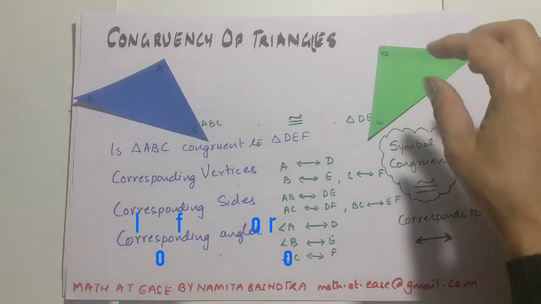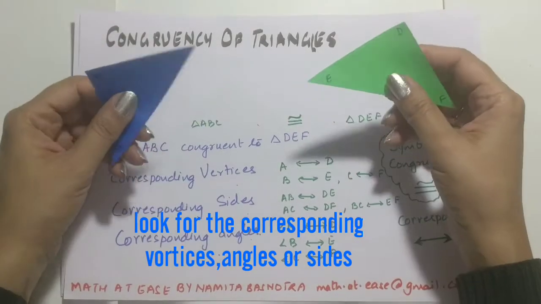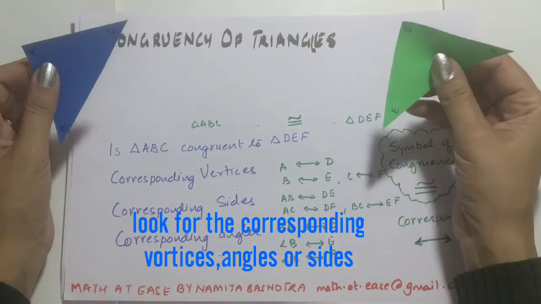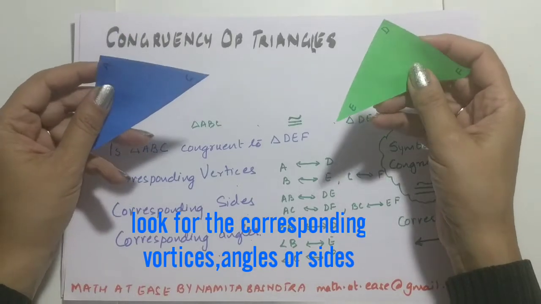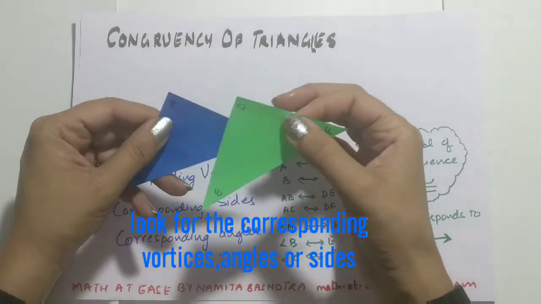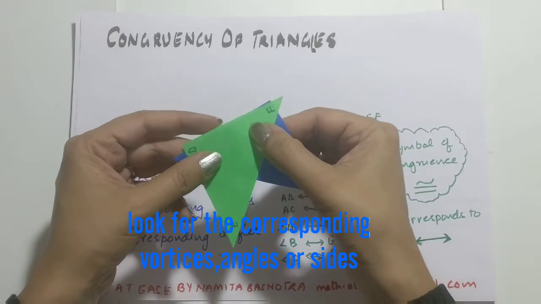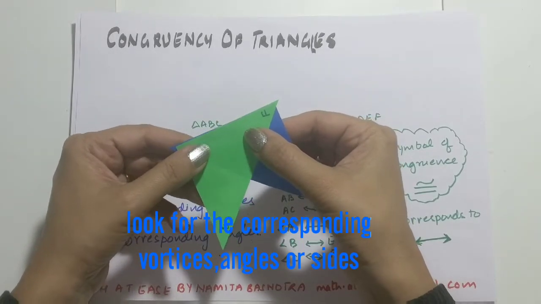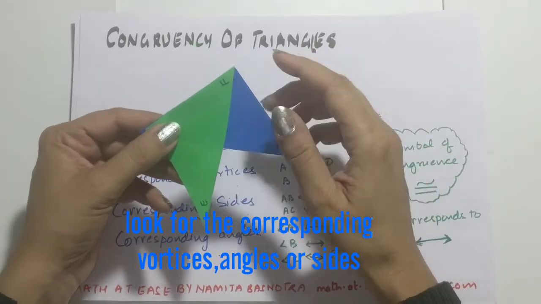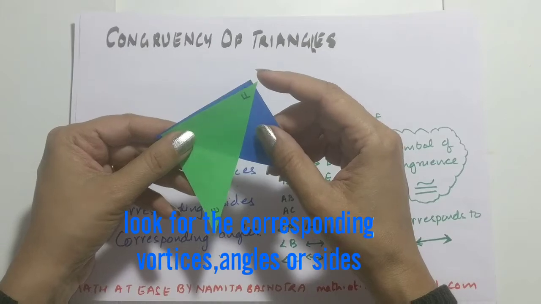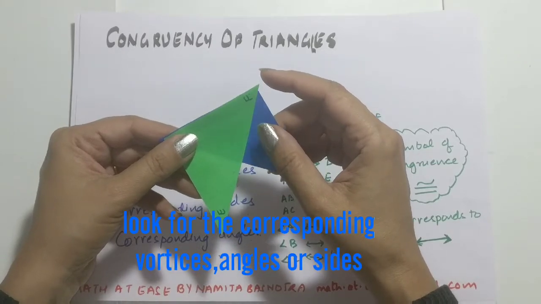You see? Now I have two triangles with me and I want to know whether these two triangles are congruent to each other. As I've told you, we will superimpose to check, but if I superimpose it like this, I can see they don't look congruent. So then I have to look for their corresponding vertices, corresponding sides and corresponding angles.